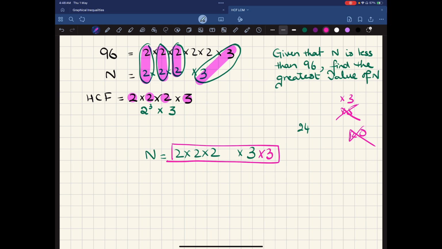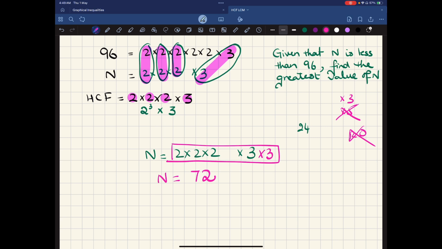Okay, we cannot multiply it with 2 because that will make another loop. If we multiply with another 3, then it exceeds 96. So what is the value of n going to be? n is going to be 2 into 2, 4, 4 into 2, 8, 8 into 3 is 24, 24 into 3 is 72. Okay.